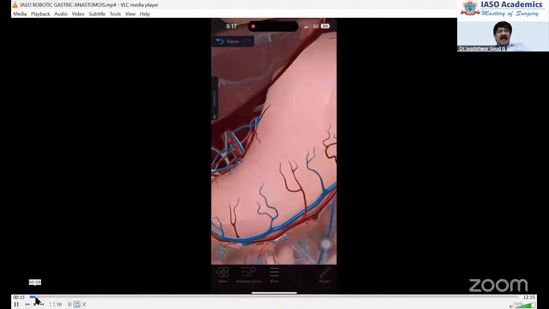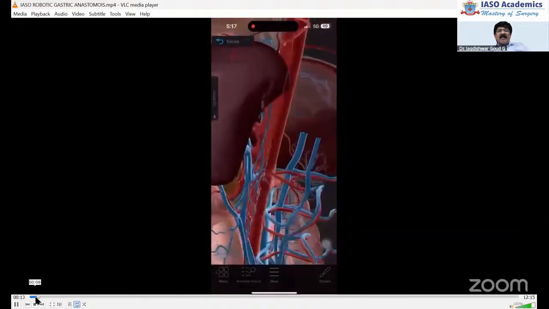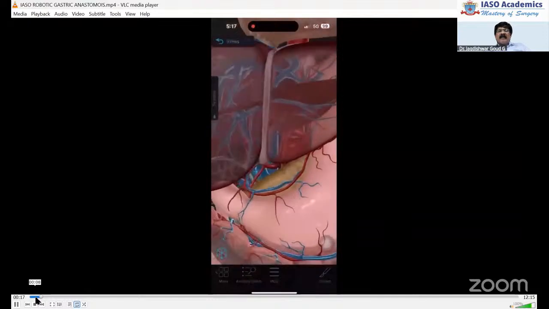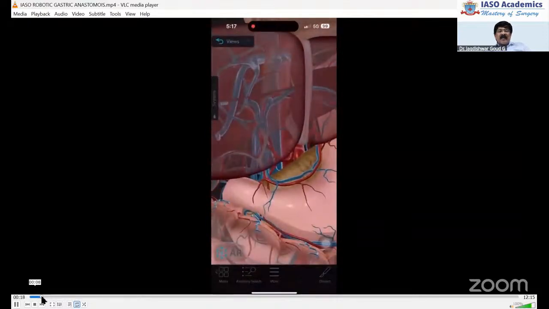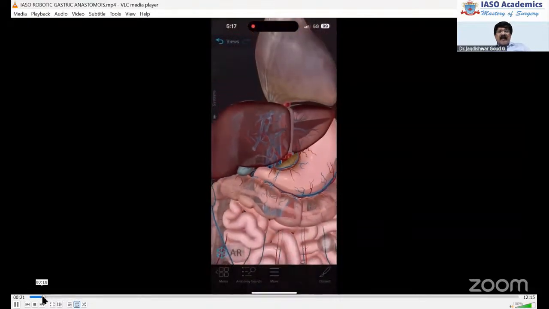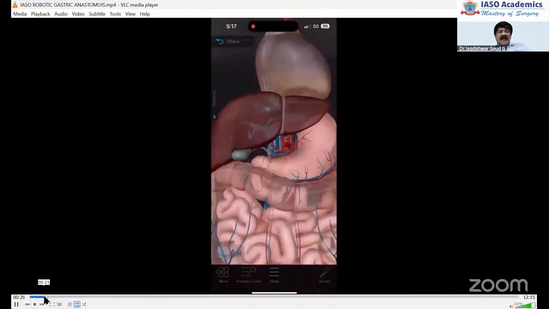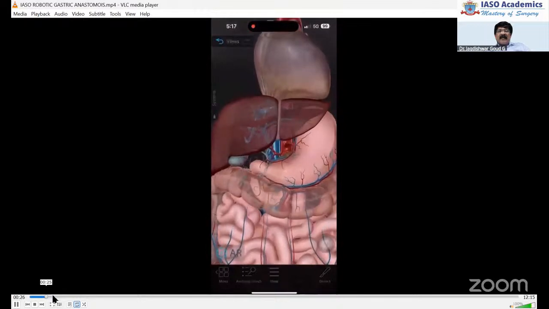It also helps us in refreshing the structures, where we are and how we are doing it. So every youngster must do it. Most of the time I do it, especially for lung surgery or something like that. It's a very good app.